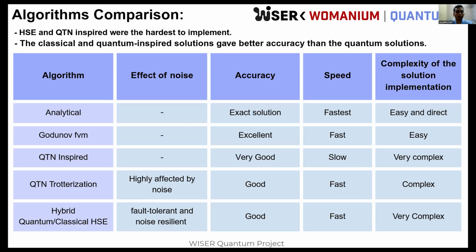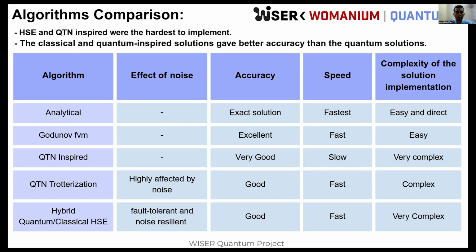So we have not compared the HSC plus QTN combination here, because it was not actually giving good results in terms of L2. So we have only added the QTN-inspired QTN tensorization and the quantum classical HSC. Basically, the quantum classical HSC is pure quantum. Pure quantum means there are some classical elements in it, but it can be executed on quantum hardware, and it's noise resilient and fault tolerant.